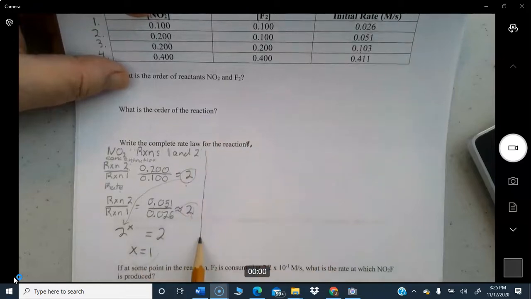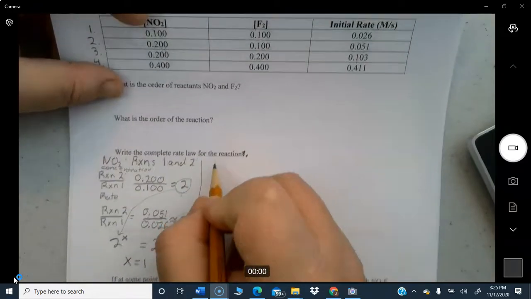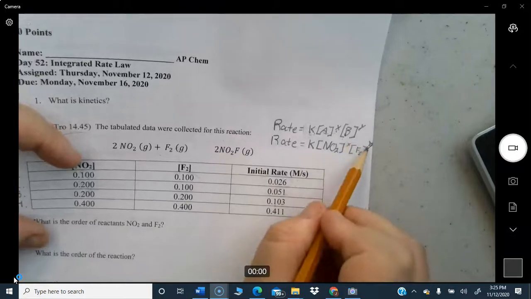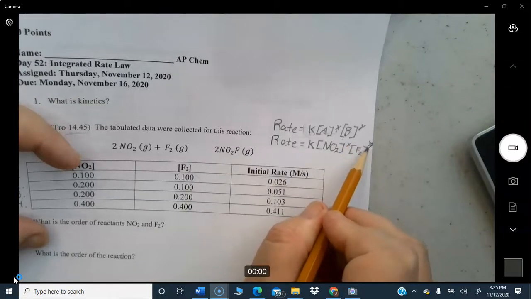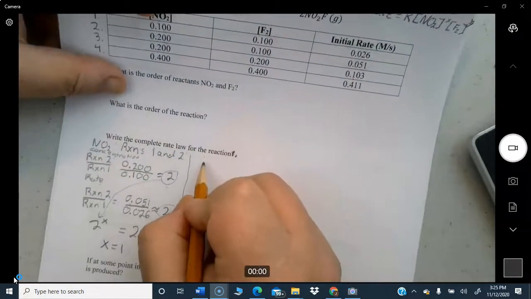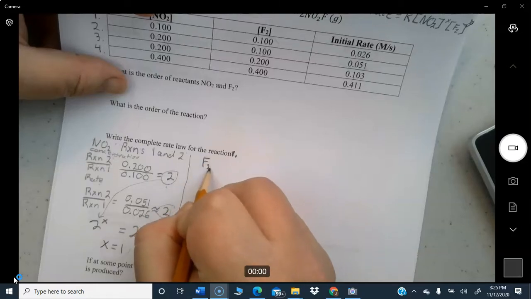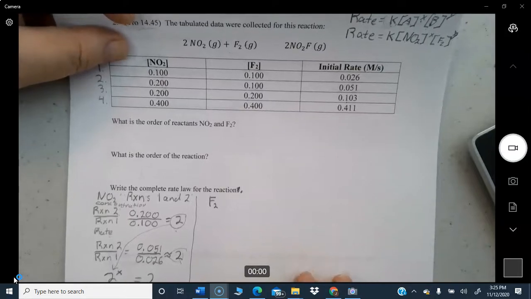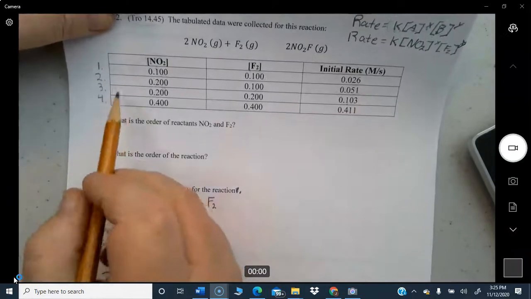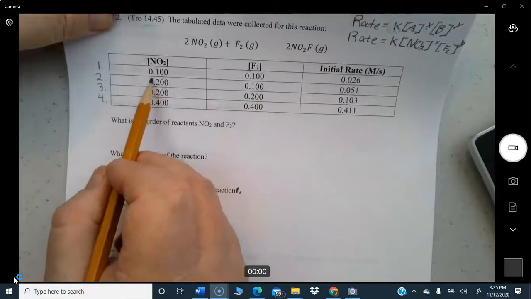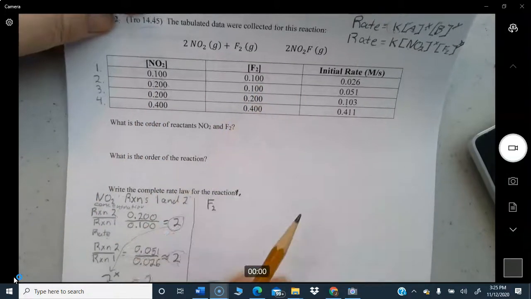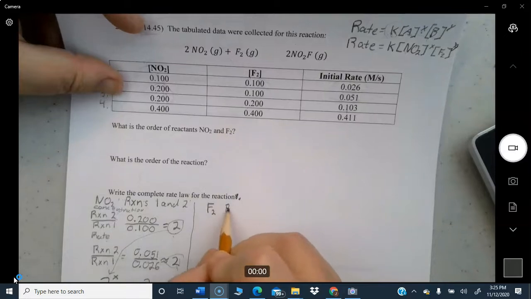Now we're going to come here. I'll draw a little line here, and we're going to do the same thing for F2. We're going to figure out what y is. This variable, this thing that doesn't look like a y, that's a y. So that's F2. And so we need to find two reactions where NO2 remains constant and F2 changes. So if we come over here, we see that in reactions 2 and 3, NO2 stays the same, 0.2, 0.2, and F2 changes. All right, so we're going to pick reactions 2 and 3.